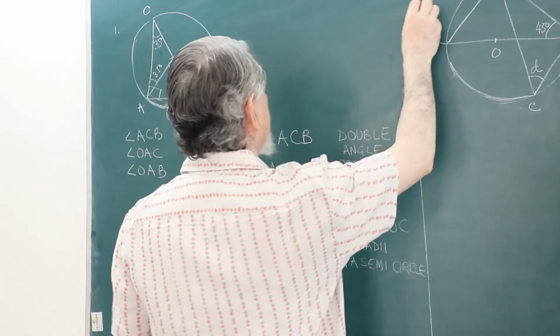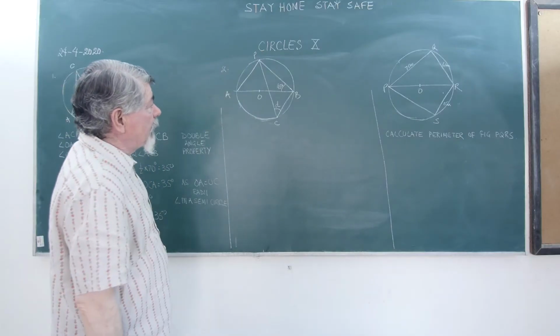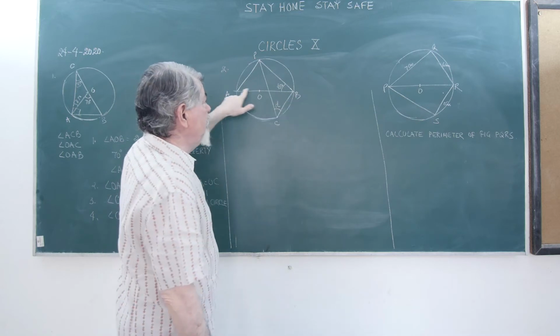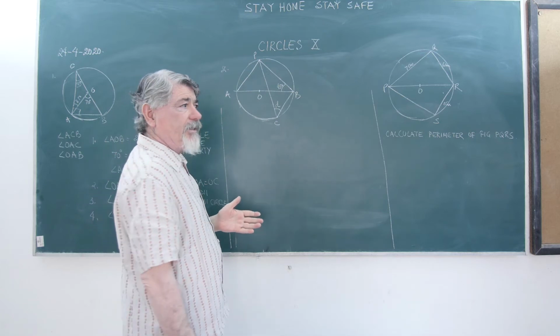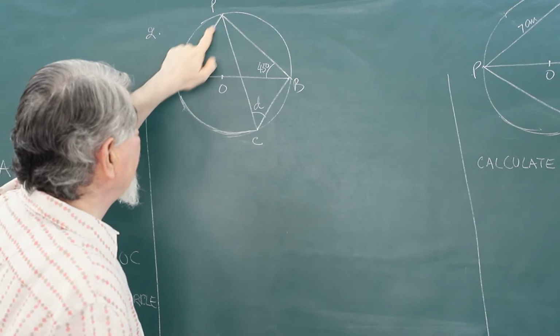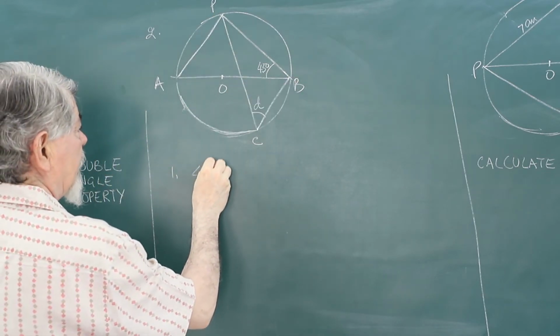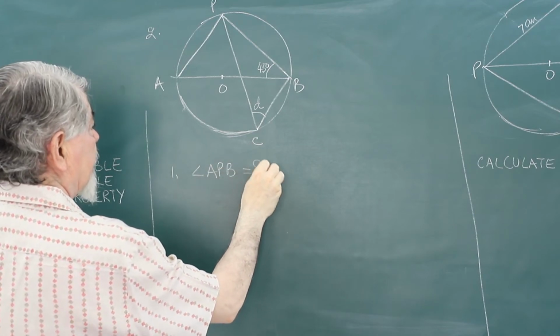Let us look into question number 2. In question number 2, again I have AOB as the diameter. If AOB is the diameter, that means I will be using somewhere the property of the semicircle. If AOB is the diameter, then angle APB will be 90 degrees.